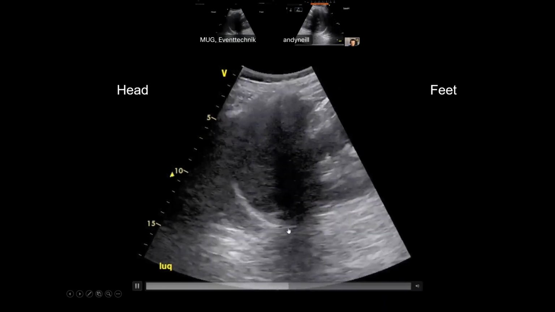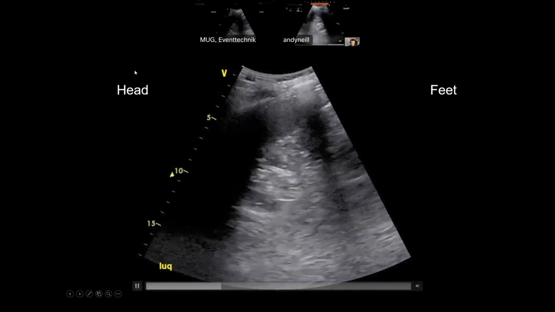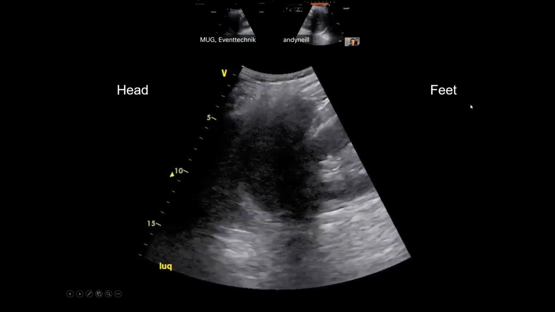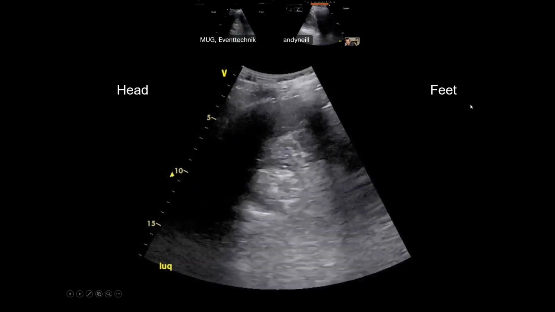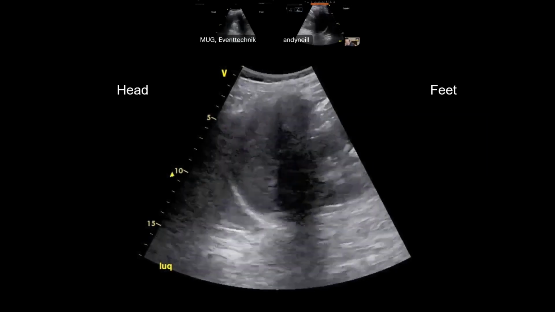Okay, now we're going to move on to the actual left upper quadrant view here. This is appropriately labeled. We have head in this end and feet in this end. Again, it's still in a coronal plane. Our probe will be sitting in here, if you can see my phone sitting on the left-hand side of my chest.